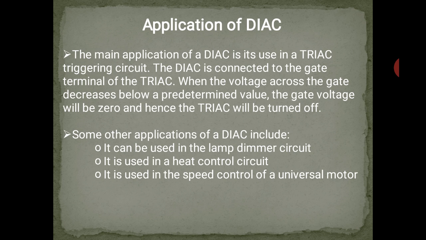Application of the DIAC. The main application of DIAC is its use in TRIAC triggering circuits. DIAC is connected to the gate terminal of the TRIAC. When the voltage across the gate decreases below its predetermined value, the gate voltage will be 0 and hence the TRIAC will be turned off. It has some other applications: it can be used in lamp dimmer circuits, in heat control circuits, and in speed control of universal motors.